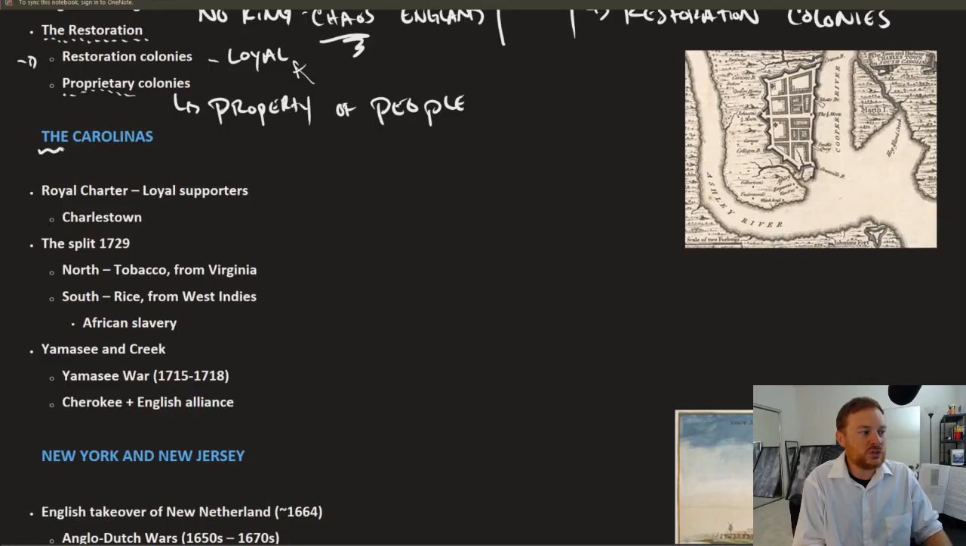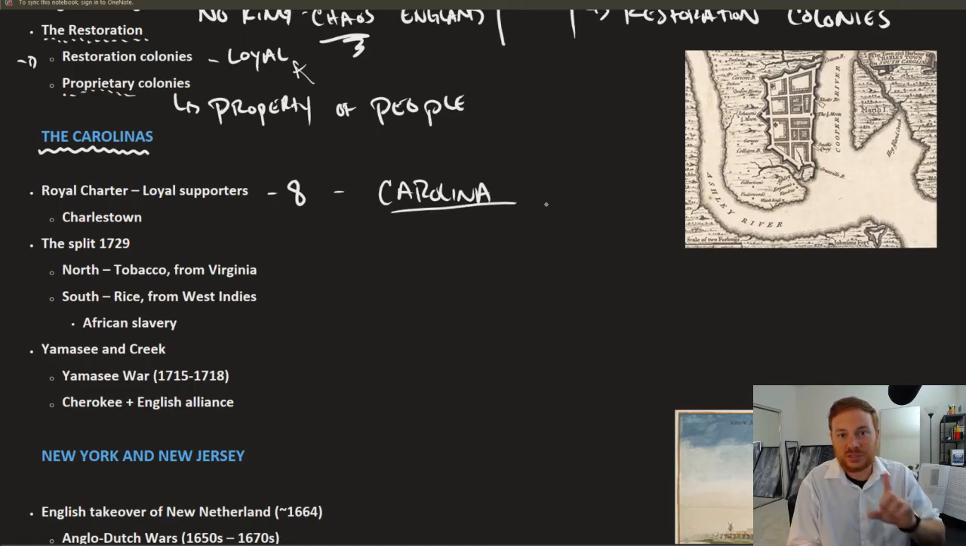The first ones are the Carolinas. Initially, Charles II gave a royal charter to 8 supporters to establish a Carolina colony, right? The idea was that there was going to be one colony. However, when that colony was created, you had two different population centers emerging, one in the north and one in the south.